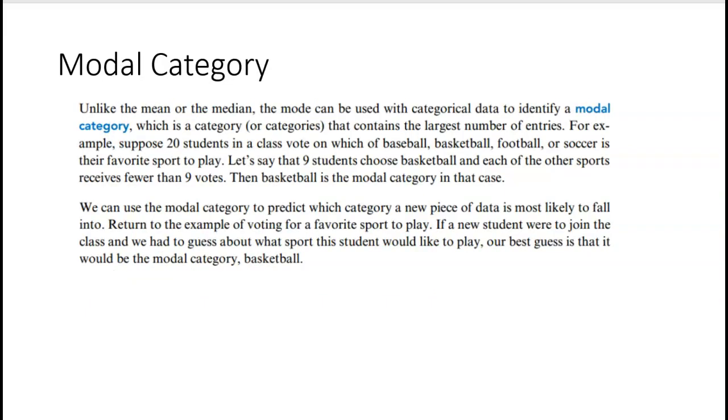Unlike the mean or median, the mode can be used in categorical data to identify a modal category, or the most frequent category. So if we were thinking about the most favorite, that would work. So you can get a measure of center, and it would be the mode with categorical data, but it cannot be the mean or the median. And that concludes section 15.3.